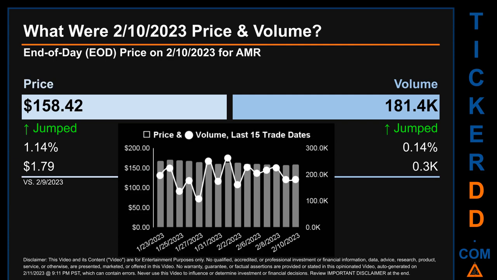The graph shows price and volume for the last 15 trade dates. Across a range of $16.41, the max and minimum end-of-day price were respectively $171.07 and $154.66. Volume saw a range of 154.5 thousand, from a day low of 108,000 to a day high of 262.5 thousand.